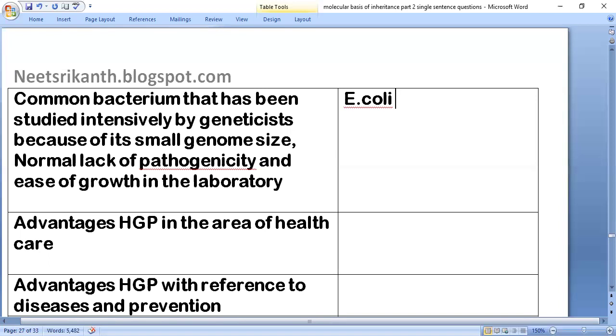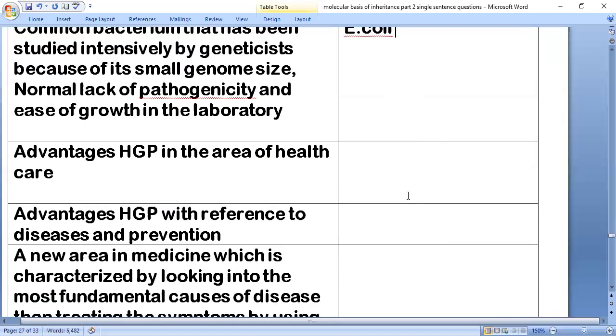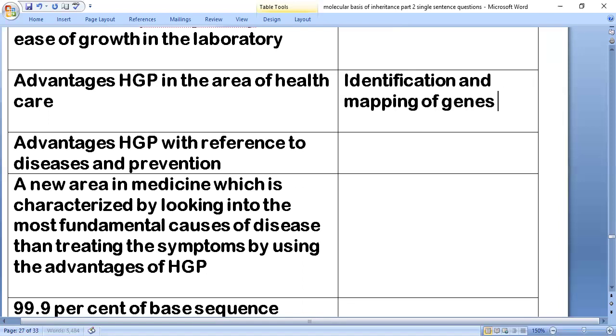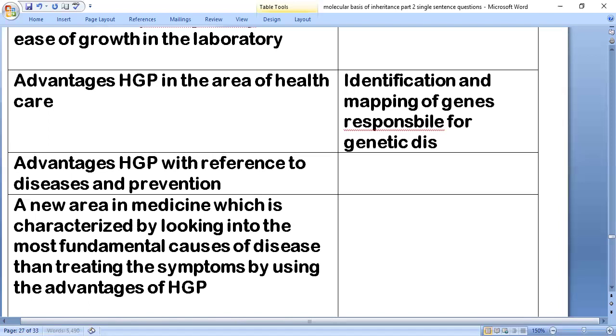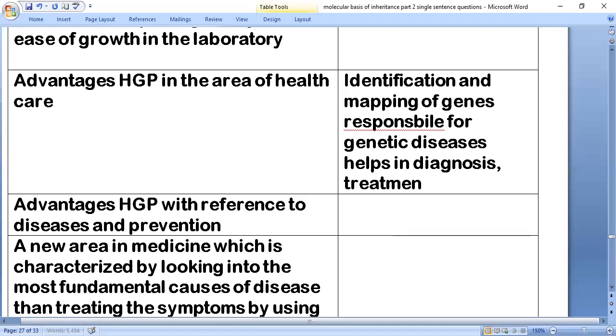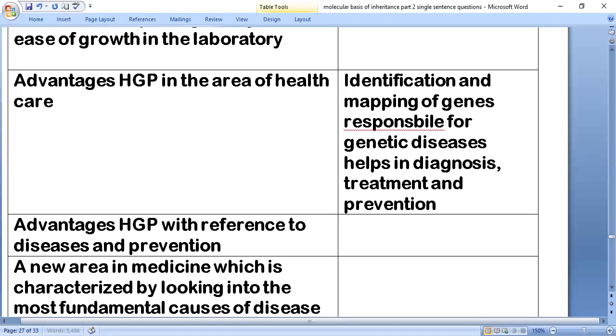Advantages of HGP in the area of healthcare: identification and mapping of genes responsible for genetic diseases, which helps in diagnosis, treatment and prevention of these diseases.